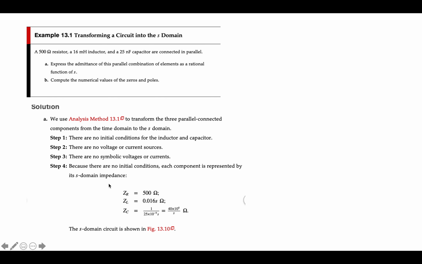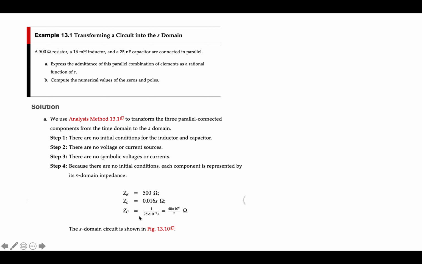So let me review what the S-domain impedance is. For the inductor, that is SL. For the capacitor, that is 1 over SC. For the resistor, it transforms directly as resistance. So we'll have 500 ohms. For the inductor, we'll have S times L, which is 0.016 S.